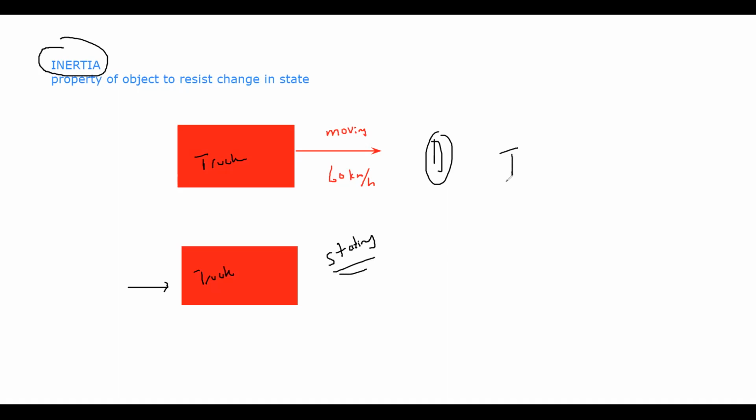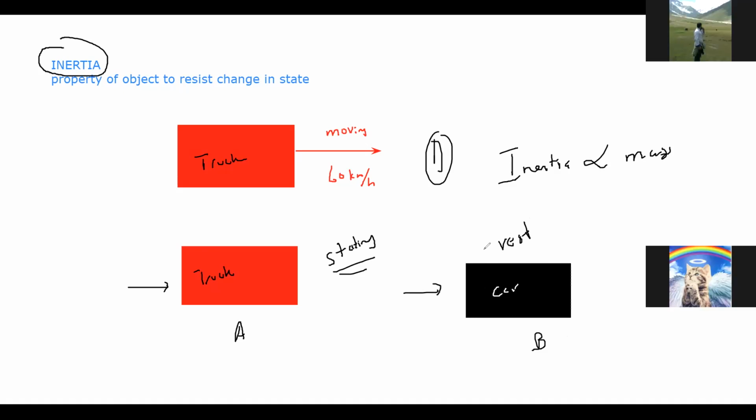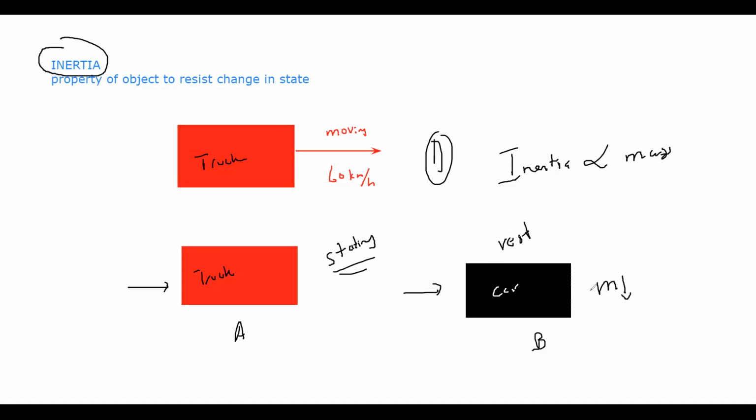And inertia is directly proportional to the mass of an object. It means the greater the mass, the greater the inertia. So if you have a truck and a car, both are stationary, both are at rest. Which one is easy to move, truck or car? A car. A car is easy to move. Why? Because a car is having less mass. So if something has less mass, it has less inertia. The truck has greater mass, so it has greater inertia.